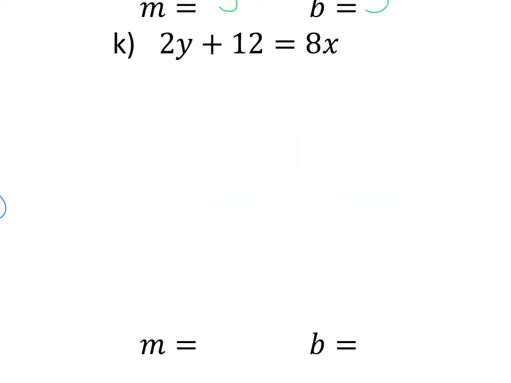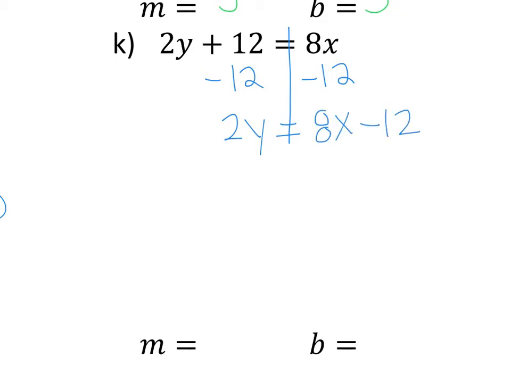Letter K. 2y plus 12 equals 8x. So we have a couple things. We've got 2 being multiplied by y and an addition of 12. So the first thing I'm going to do is subtract that 12. 2y equals, put your x term first, 8x minus 12.